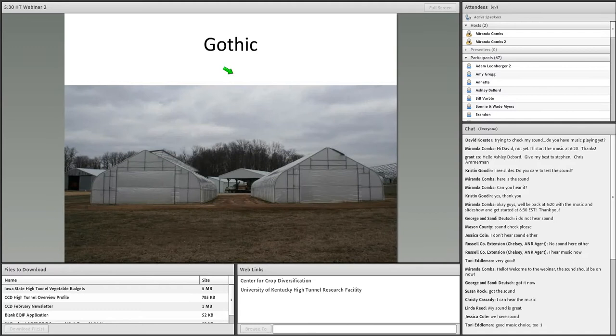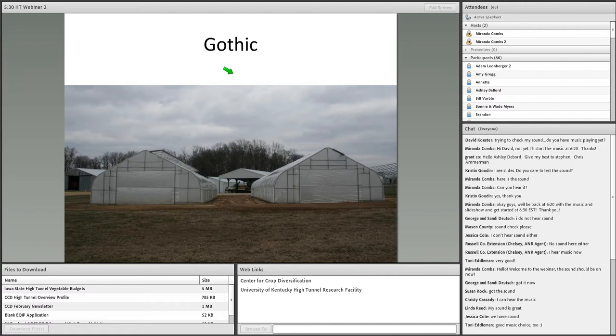Here we're now looking at a Gothic arch design. This has a true peak to it. We were talking about snow load earlier, and a structure with this type of design is going to shed snow a lot better than the Quonset style because of the angle of the roof. So if you live in an area, or you're going to be building in an area, where you have significant amounts of snow, the Gothic arch is certainly the architectural design that I would consider.